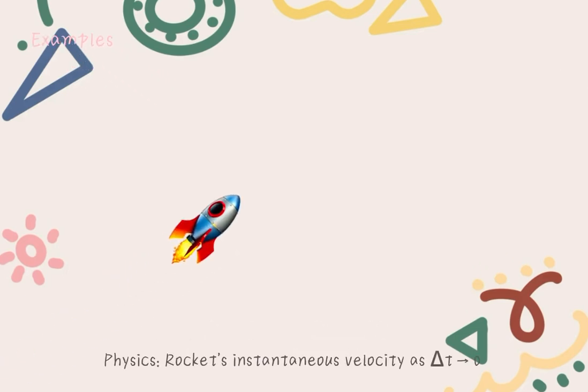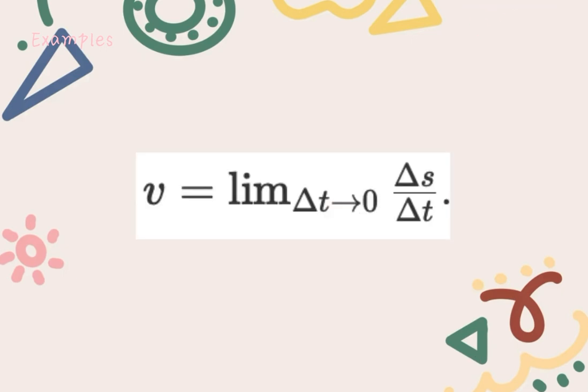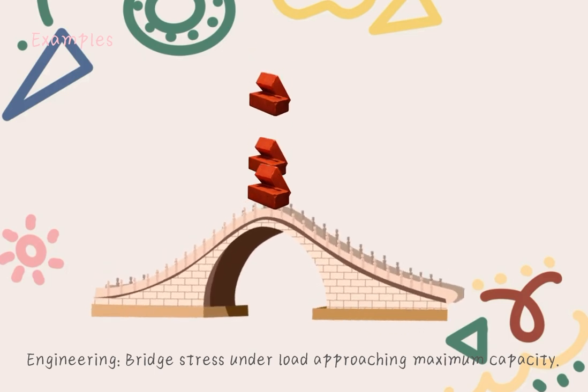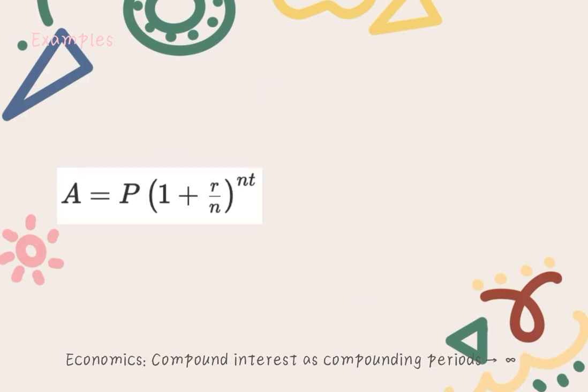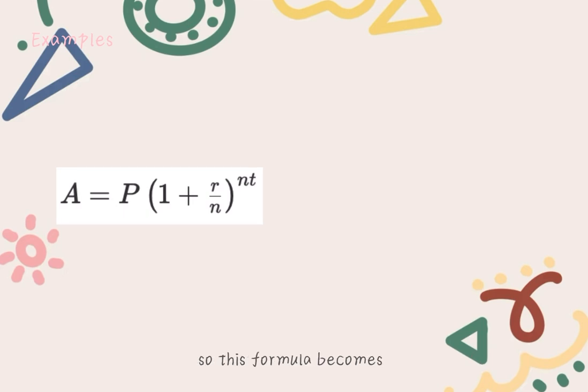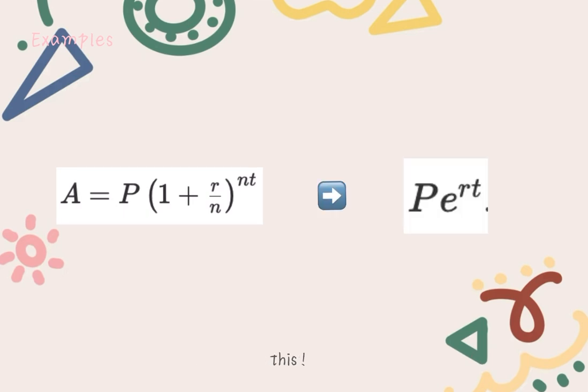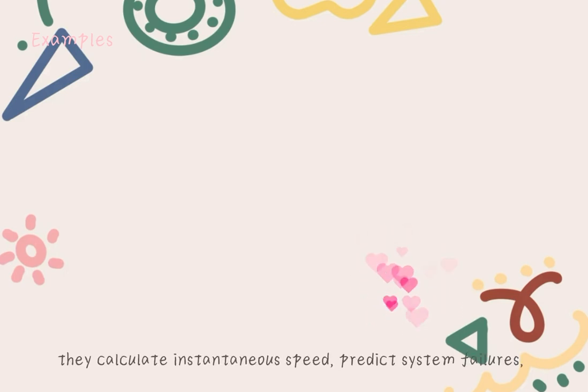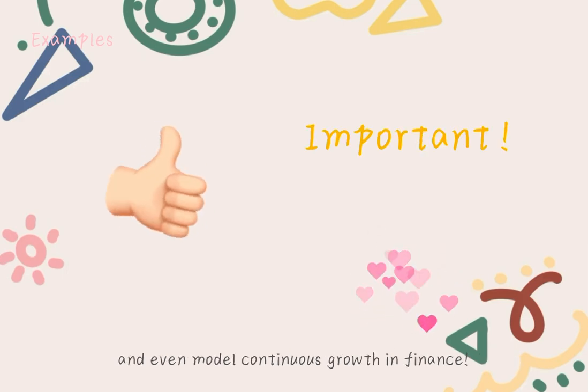Here is a visual example. Physics. Rocket's instantaneous velocity as t goes to 0, and the formula is... Engineering. Bridge stress under load approaching maximum capacity. Economics. Compound interest as compounding periods go to infinity. So this formula becomes this. Limits aren't just abstract. They calculate instantaneous speed, predict system failures, and even model continuous growth in finance.